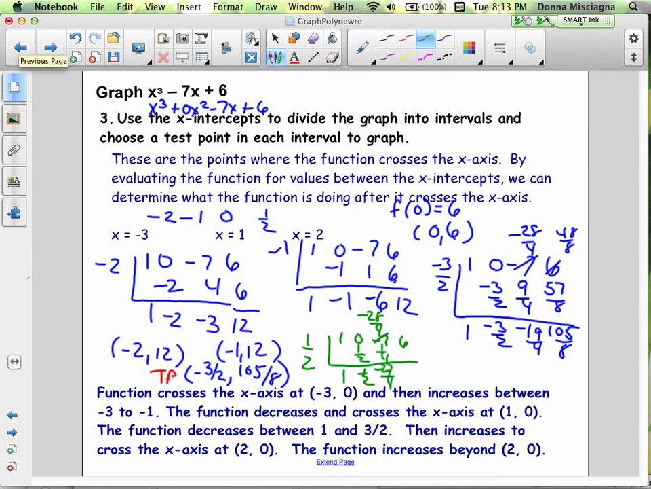All right, hopefully no mistakes here. Negative 27 fourths times 1/2 is negative 27 eighths. And 6 is 48 eighths. And so if we add those together, we'd have to subtract. It would be negative 21 eighths. All right, so we have one turning point. It's a maximum at negative 3 halves, 105 eighths. The second one is a minimum, 1/2, negative 21 eighths.